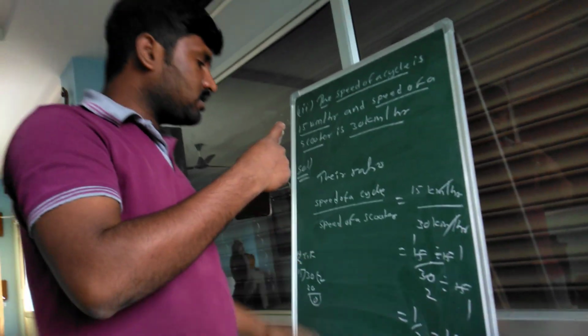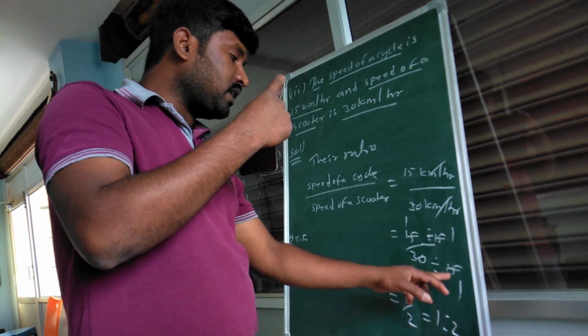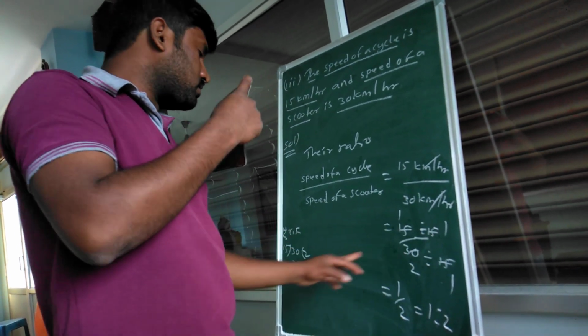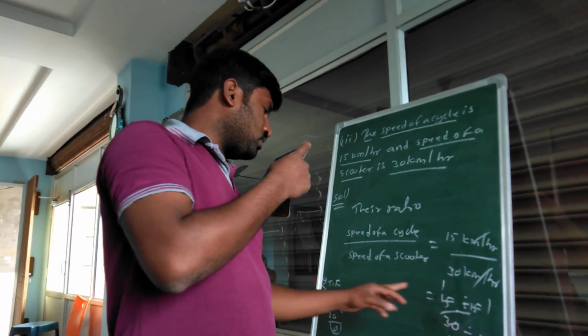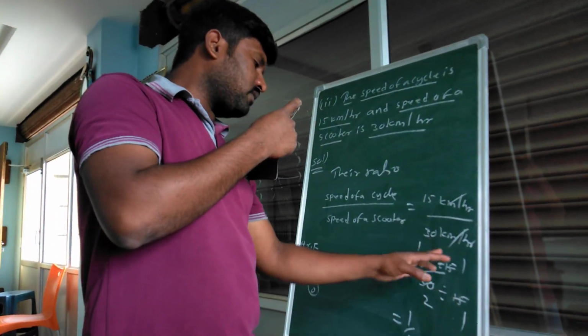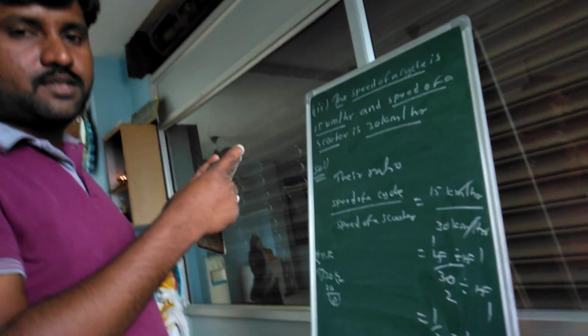Okay students? So why am I dividing with 15 and 15? Because their HCF is 15. That's why we divided the numerator and denominator with 15 and 15. Okay students? Yes.